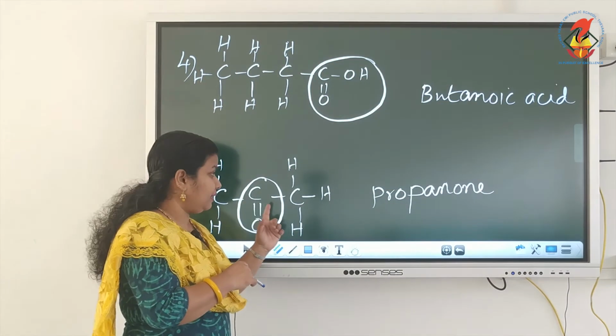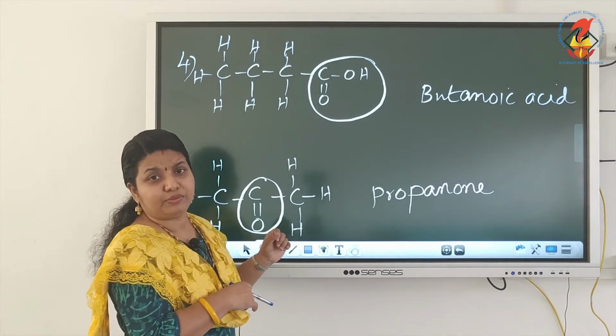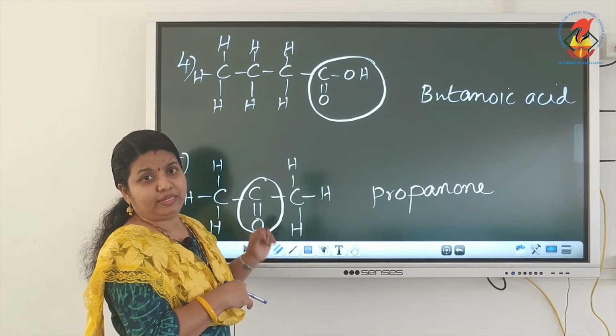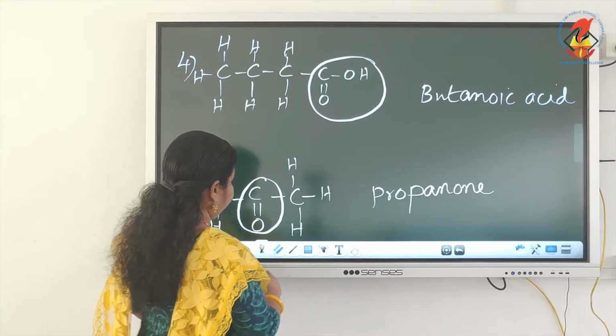This is the compound that is used as nail polish remover. Propanone is used as the nail polish remover. It is the main component of nail polish remover, propanone.